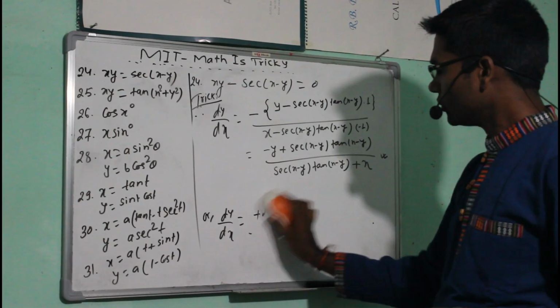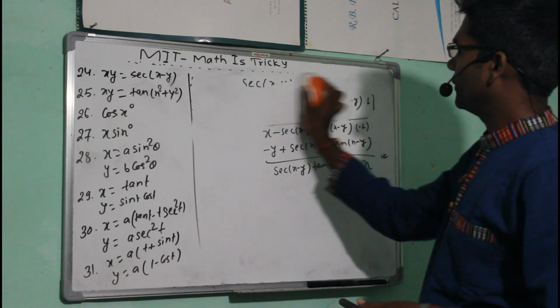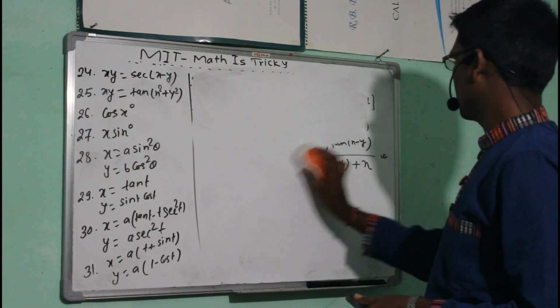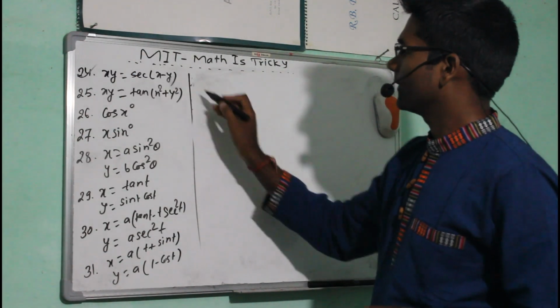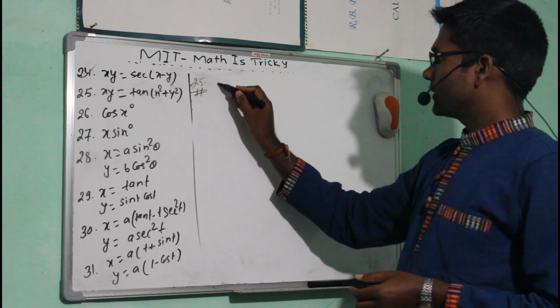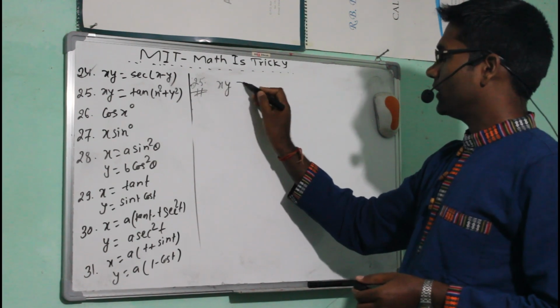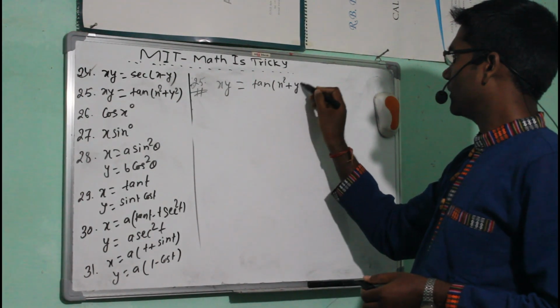Okay, so now let's move to another question, question number 25. Here we have solved this. Now 25: this question is xy equals tan(x square plus y square).